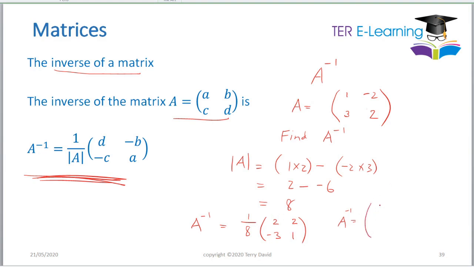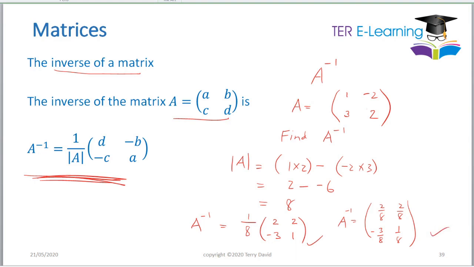So what they end up with is 2 over 8, this is minus 3 over 8, and this is 1 over 8. Both answers are correct. If you put this, you're still going to get it correct. If you put this, you're going to get it correct.